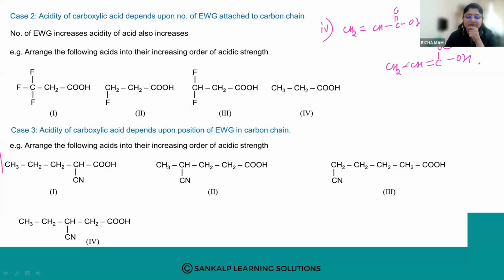So direct attachment of phenyl or the vinyl group to the carboxylic acid will increase the acidity. What will happen due to resonance effect? Due to resonance effect, direct attachment of this vinyl group will increase the acidity of that particular compound. So this was about electron withdrawing group. So we have seen four cases now.